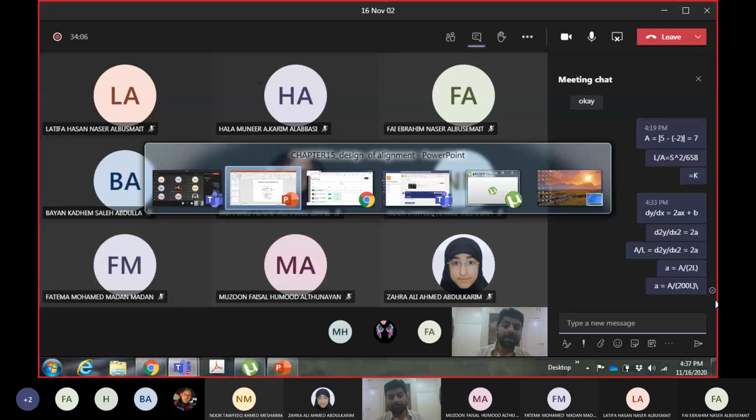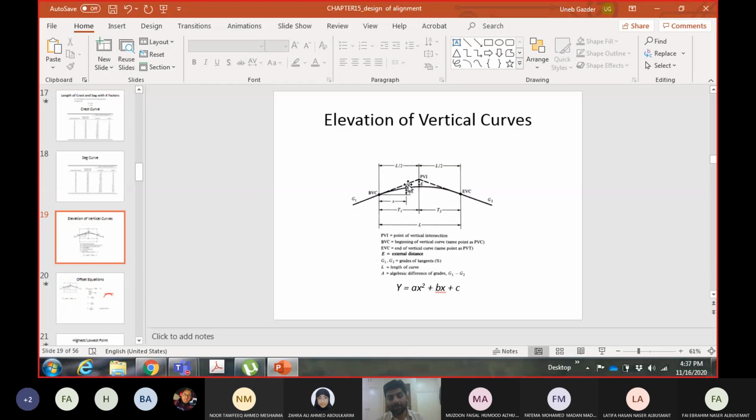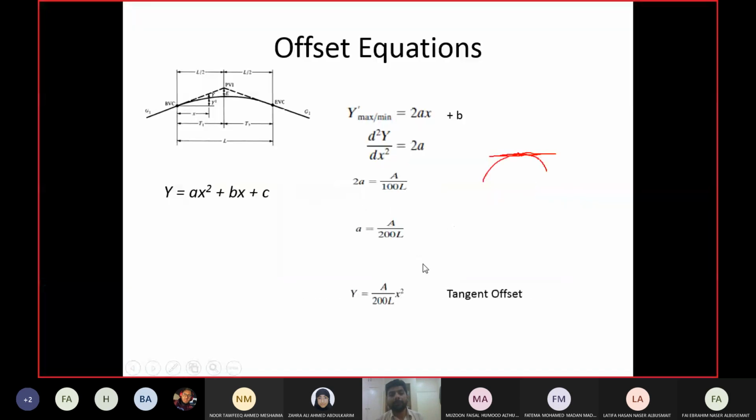Now I told you offset, meaning y equals ax square. Okay, so capital Y equals A upon 200L into x square, because A upon 200L equals small a. Okay, so the offset is equal to A upon 200L x square. Why am I saying that? Because in the equation of a parabola, ax square is the offset, and here I told you small a equals A upon 200L. Okay, so A upon 200L into x square will give you the offset. Offset is again the difference between the gradient and the curve.